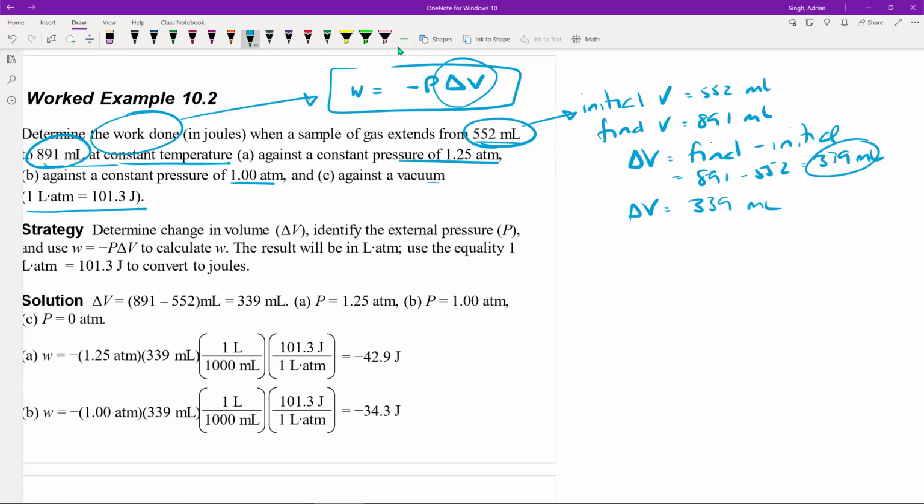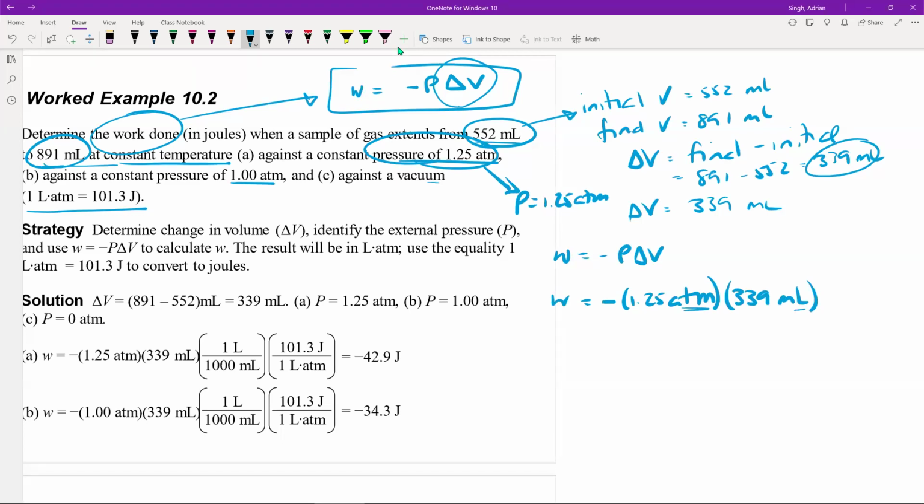All right. And then here in part A, we're told that the constant pressure, so that's P, is equal to 1.25 atmospheres. So then we can use that in our equation. So W equals negative P times delta V. Our pressure there, you have negative 1.25 atmospheres. So ATM is atmospheres, that's a unit of pressure. And then we have our 339 milliliters. Okay, so you will notice that neither of these two values is joules, but we were given a relationship down here where we're told that 1 liter times atmospheres is equal to 101.3 joules.